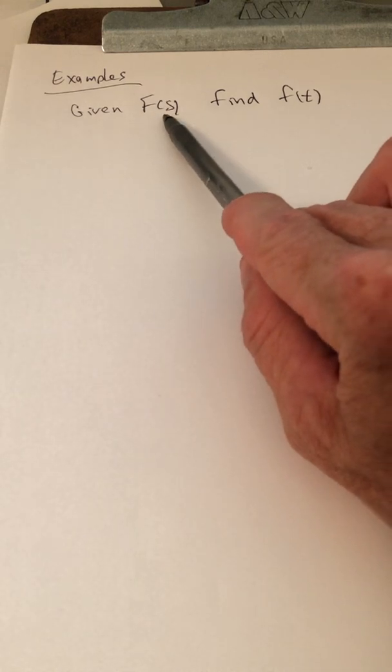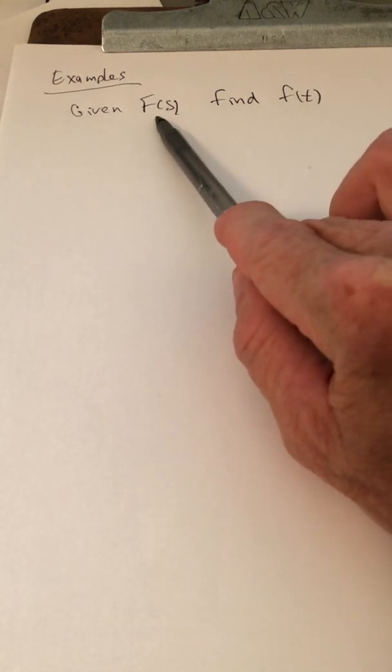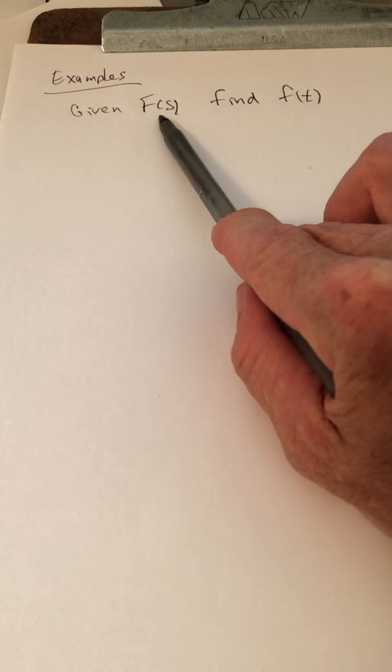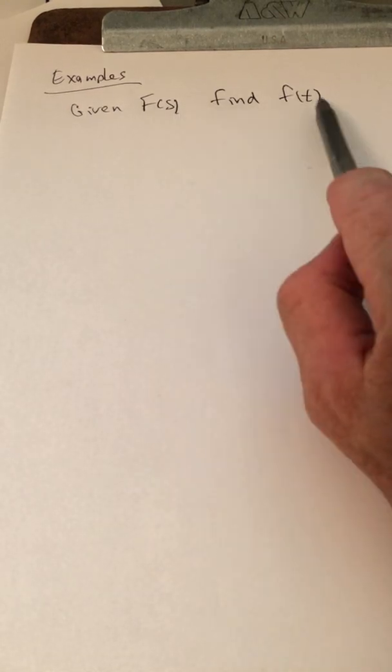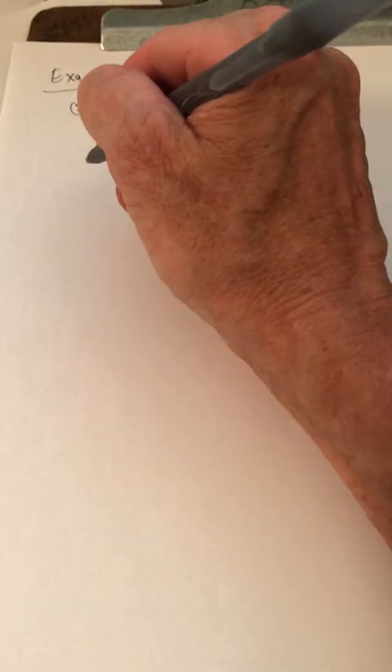In these examples, we will be finding the inverse Laplace transforms. In other words, given big F of s, we interpret this as being a transform, the Laplace transform of some function f of t.